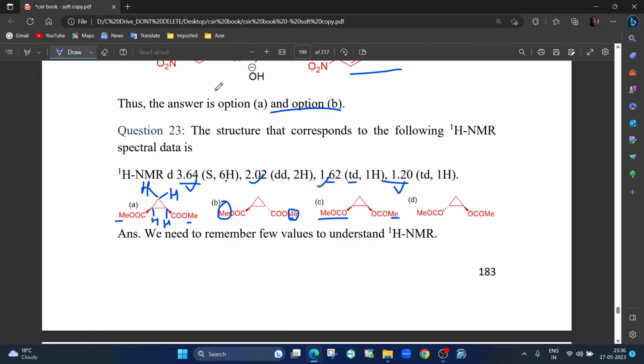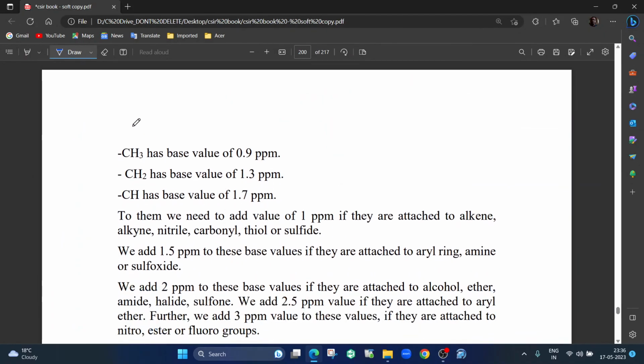Right now the first thing we should do is try to eliminate 2 of the products, because the singlet should give us some idea about which one it is, either it is A and B or it is C or D, because A and B Me's are the same and C and D Me's are the same. So what we have to know is, if CH3 is there, it has a base value of 0.9, if CH2 is there it has a base value of 1.3, and if CH is there the base value is 1.7. So try to remember at least this much: CH3 has a base value of 0.9.